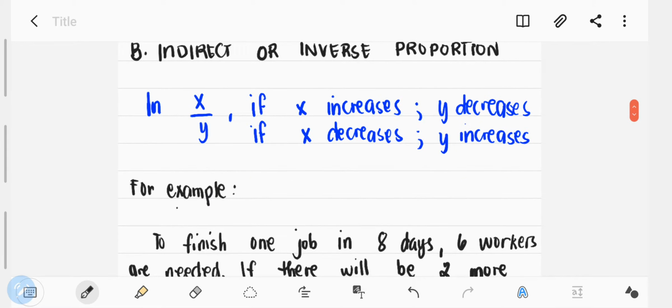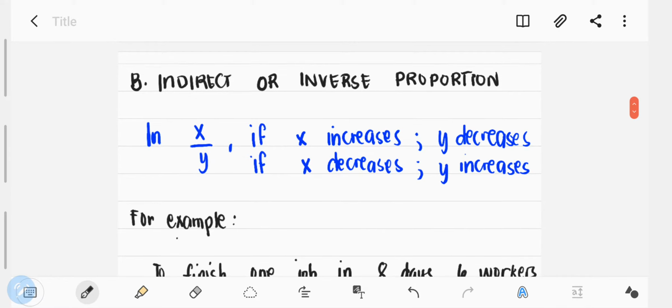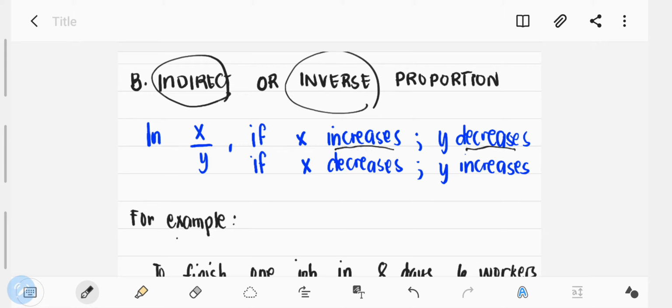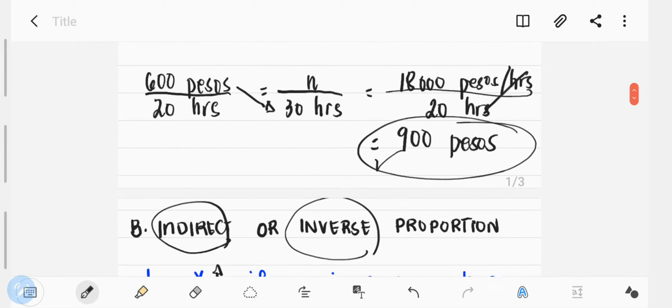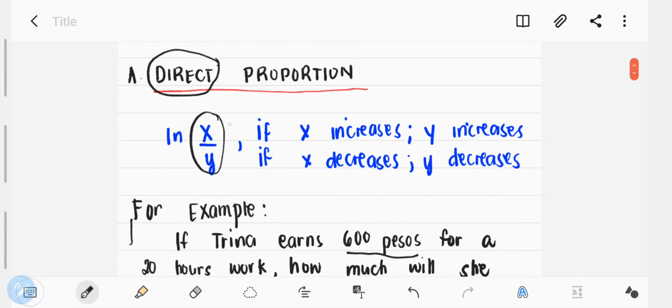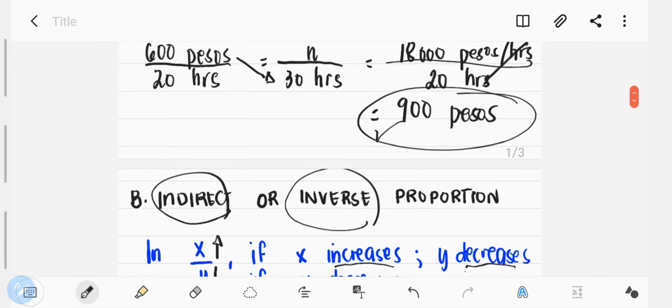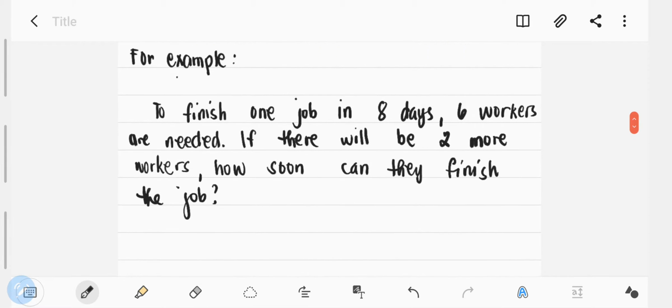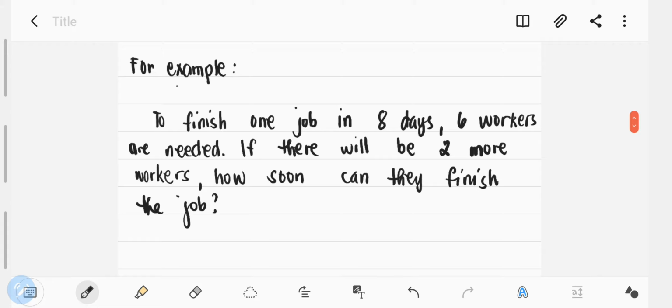Okay? And then, letter B, after the direct, we have the indirect proportion or inverse proportion. They are just the same. Now, this is the opposite of direct proportion. Because it is indirect or inverse, when x increases, y will decrease. So, it is reversed: increase, decrease. Earlier, they both increased, or both decreased. So, let's look at our example so you can understand.